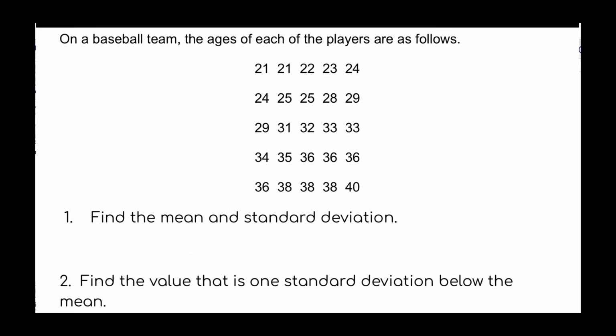You can use Rguroo to find the mean. And what kind of standard deviation will we find? Well, this is the ages of each player from the baseball team, so this would be a population. So you want to find the mean and the population standard deviation. Go ahead and pause the video, and when you come back, we will check your answers.